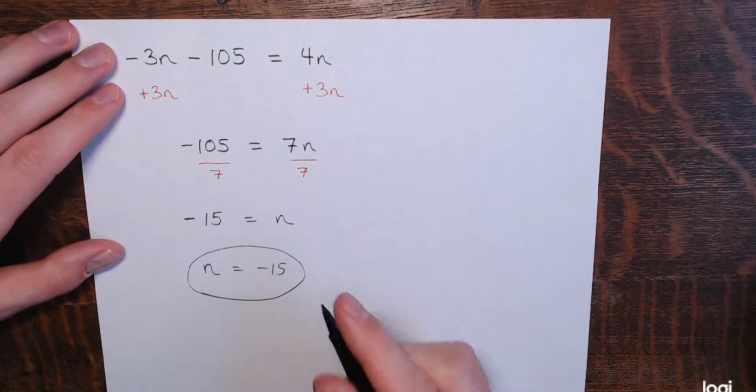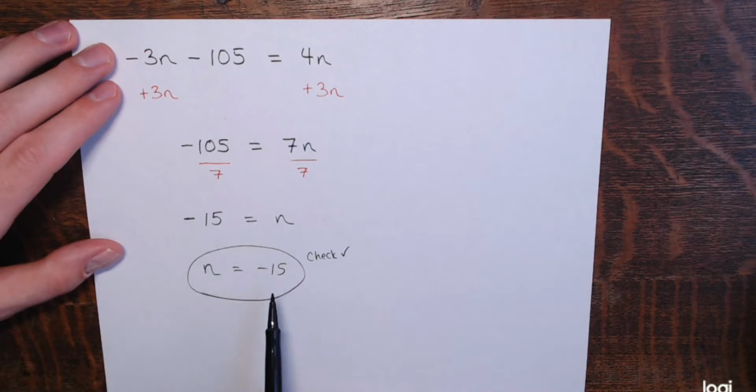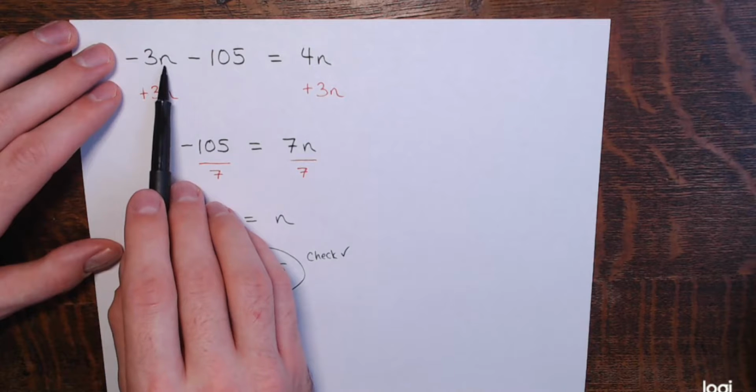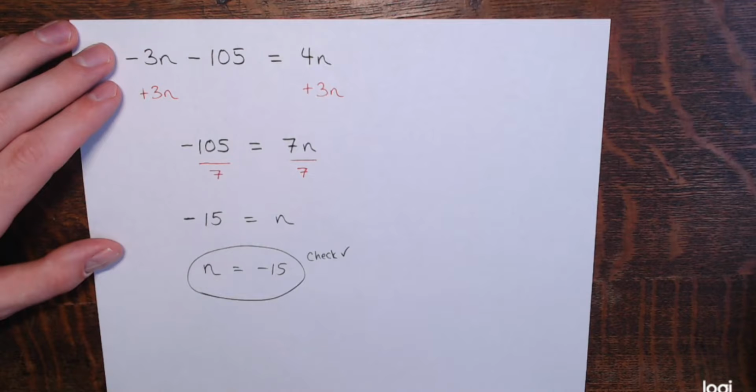Now don't forget to check solutions before you submit them. Make sure they're correct. Plug in negative 15 for n in the expression on the left side, the expression on the right side of the equal sign. Make sure that both sides give you the same number. That is a true statement.